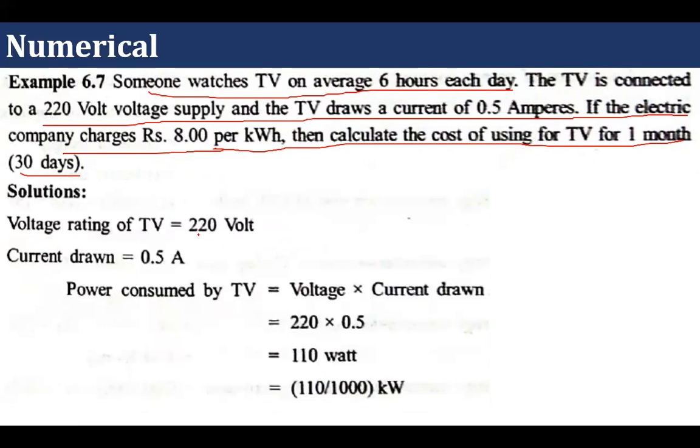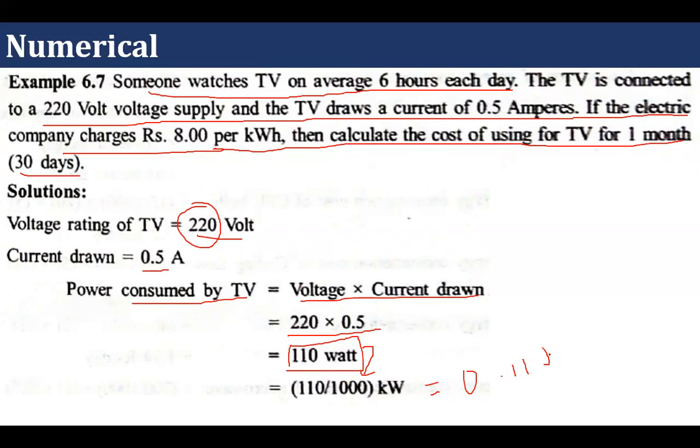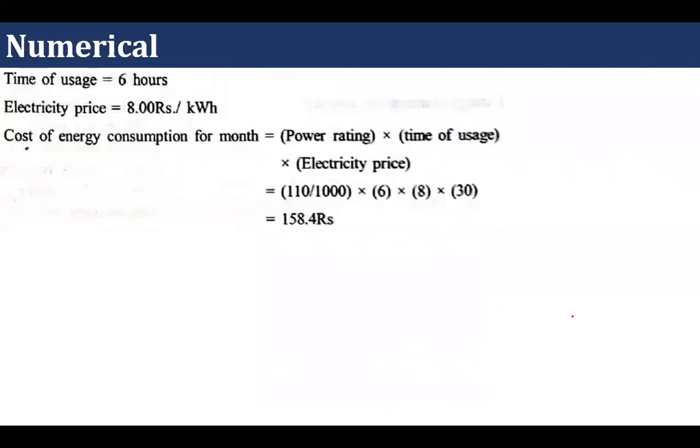So voltage rating is 220, current rating is 0.5. That means current drawn by the TV is 0.5, and the voltage through which it has been connected is 220 volts. So we can calculate how much power it is consuming. Voltage multiplied with current, so 220 multiplied with 0.5, assuming here power factor equal to 1. So it is going to be 110 watt. I want to convert that into kilowatt, so we divide by 1000. So here it would be 0.11 kilowatt.